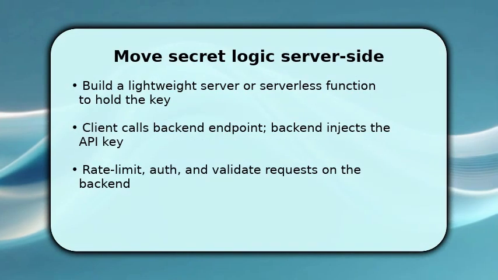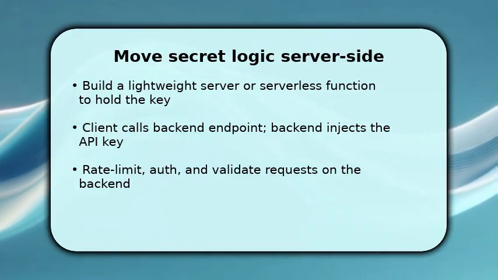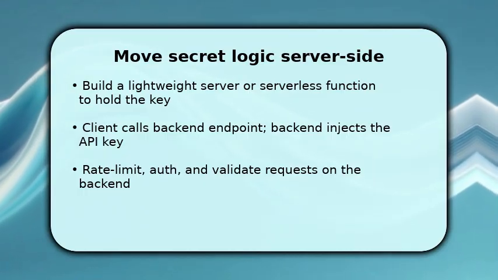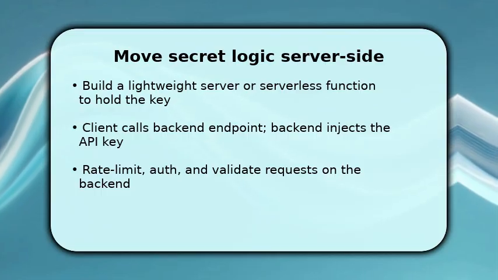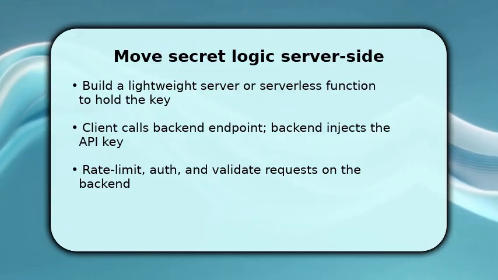You then shift privileged operations to a backend. Implement a small server or serverless function that stores the real API key as an environment variable. Once implemented, your React app calls that endpoint to request process data instead of embedding a key.